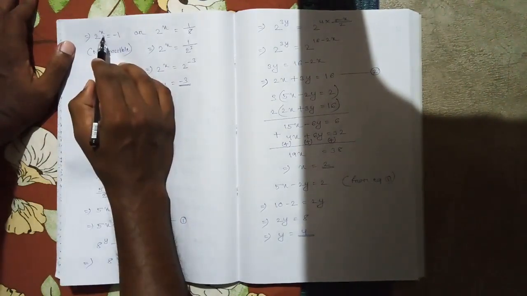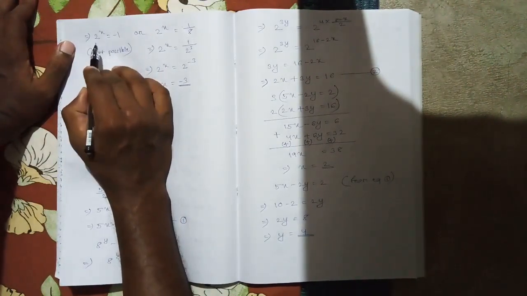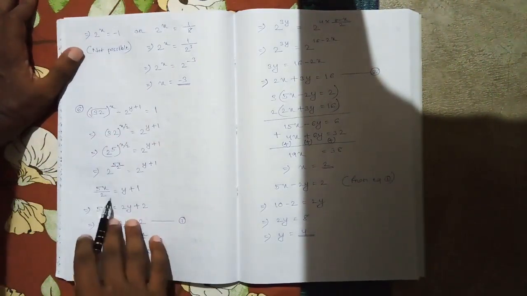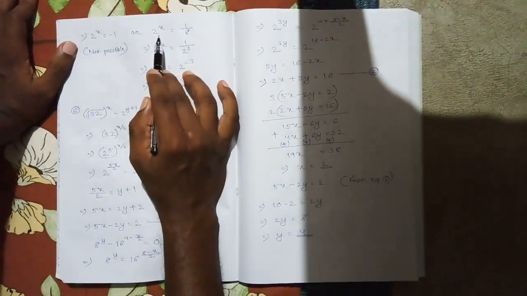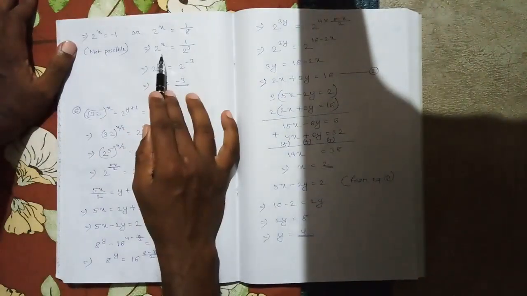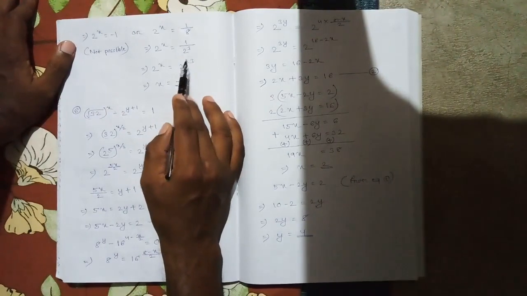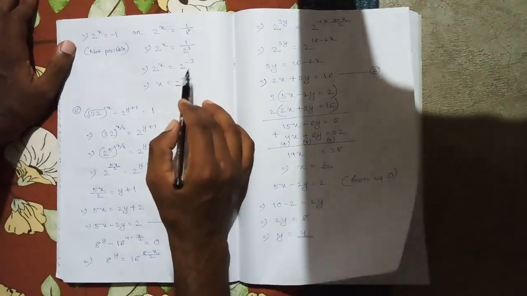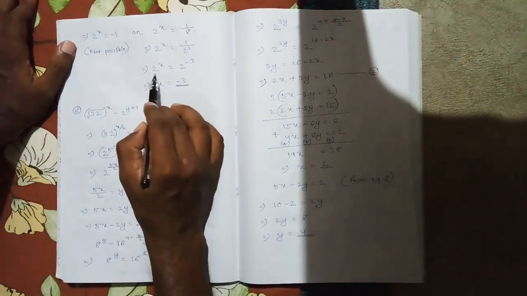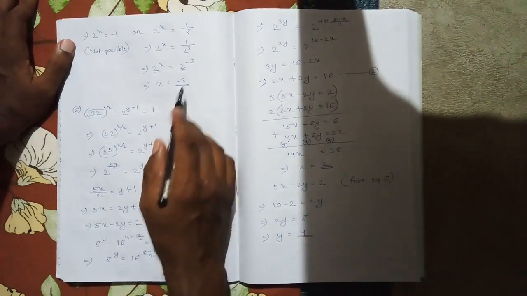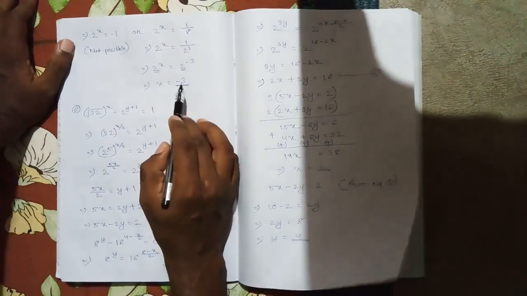Okay, so this is not possible. There can be no value of x for which 2 power x can be minus 1, not possible. Okay, let us see this one. 2 power x is equal to 1 by 8. Okay, so 2 power x is equal to 1 by 2 power 3. Then 1 by 2 power 3 can be written as 2 power minus 3. Now base is same. Okay, we can equate the powers, x equal to minus 3. This is the answer.